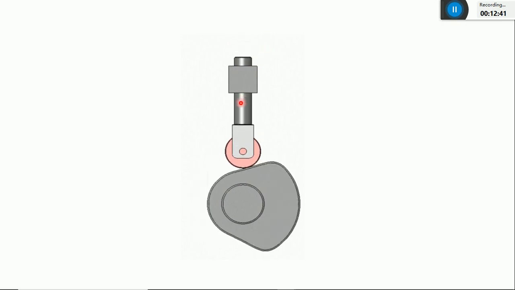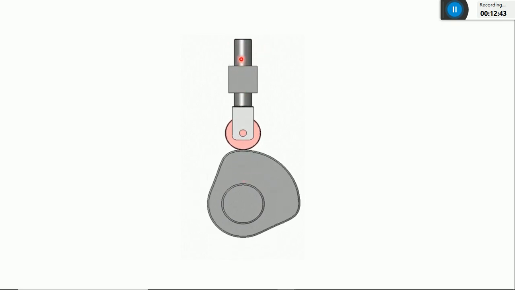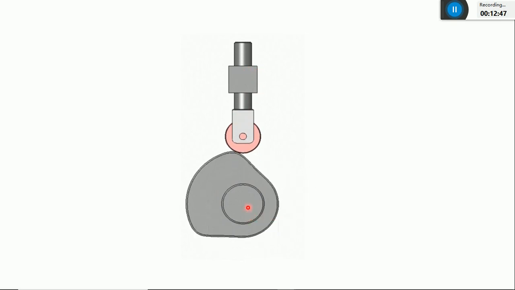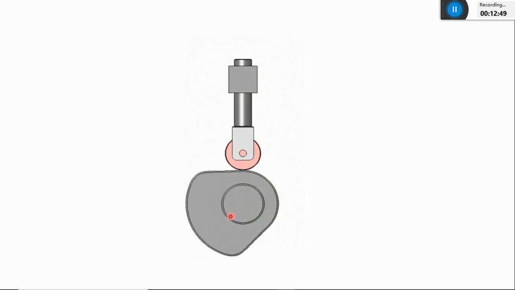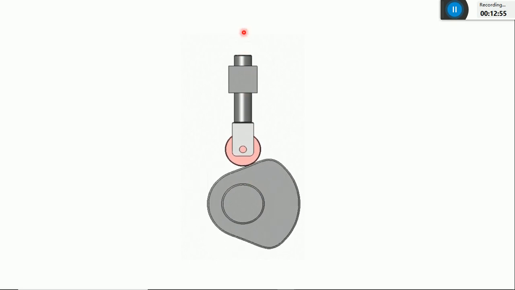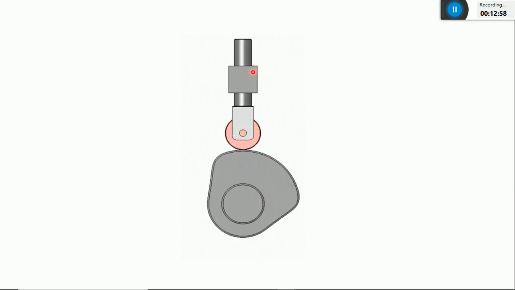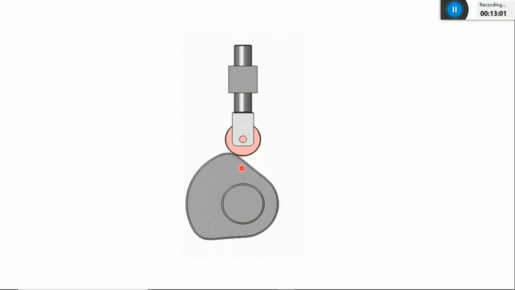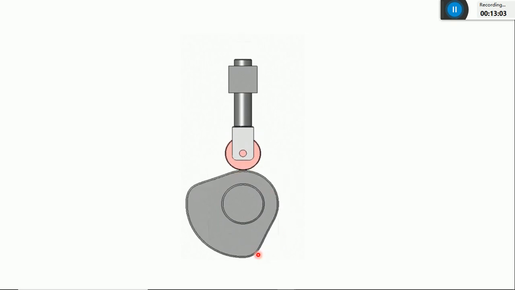Whenever there is no movement of the follower between the outstroke and return stroke, whatever angle is covered by the cam is nothing but the dwell angle. So this is the first dwell angle, this is the second dwell angle. When the follower comes down, it will take some rest. That time, whatever angle is covered by the cam rotation is known as the first dwell angle.